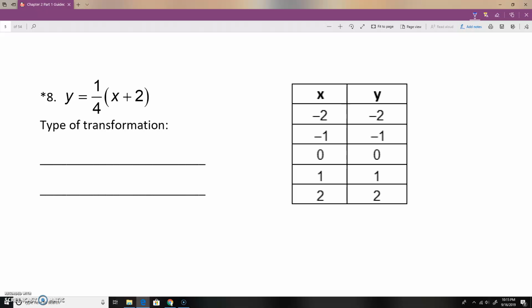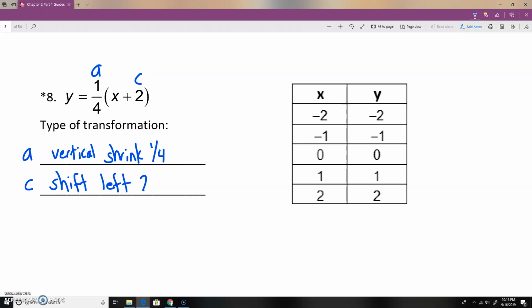All right, here's number 8. Well, here we have our a value and we have a c value. Well, that a value of 1/4 is a vertical shrink by 1/4 because it's less than 1. And that c value, remember c shifts us left and right. If it's positive, it's a left 2.